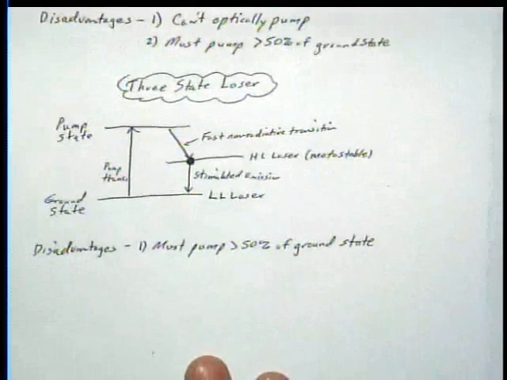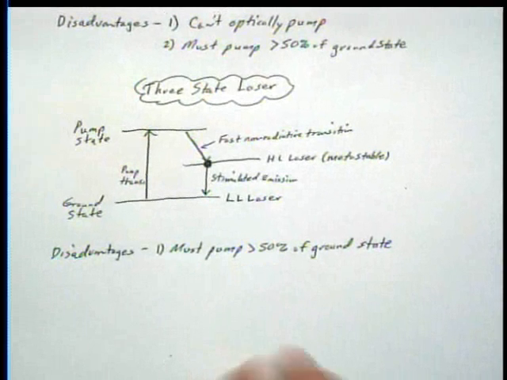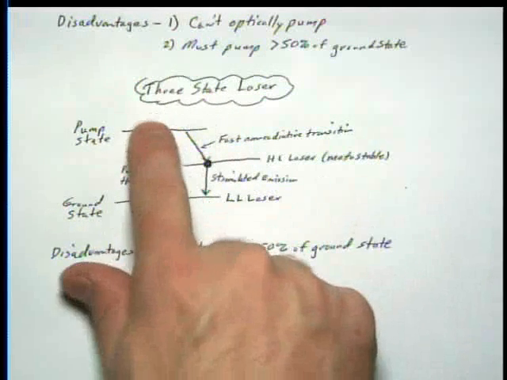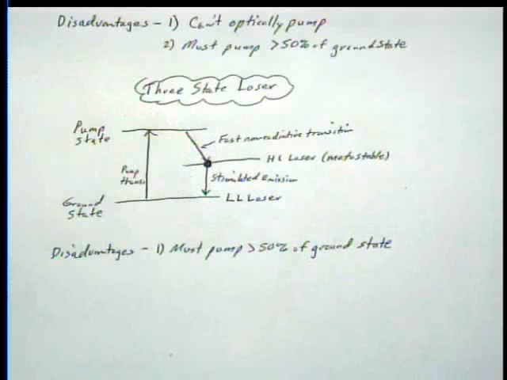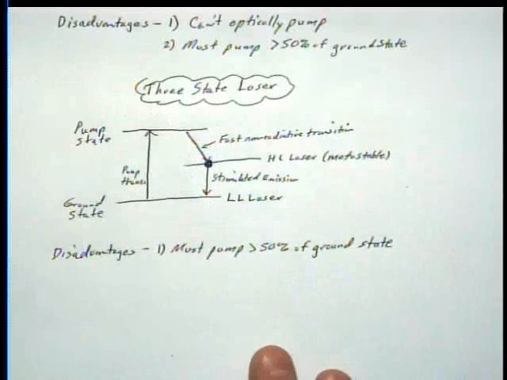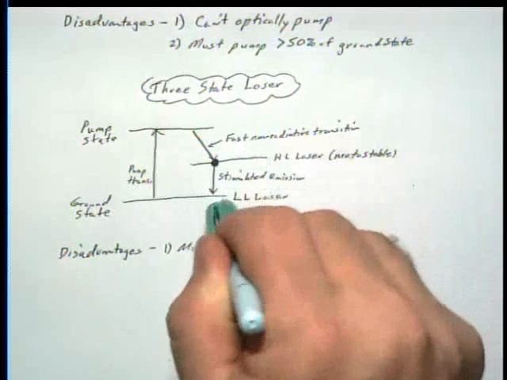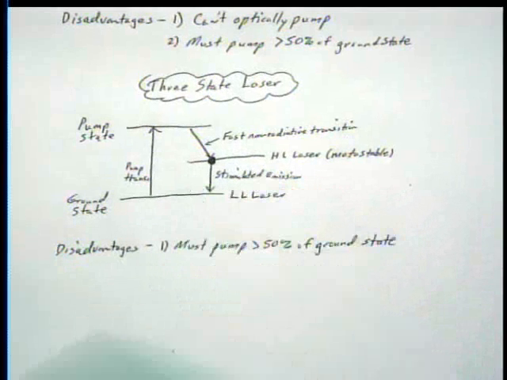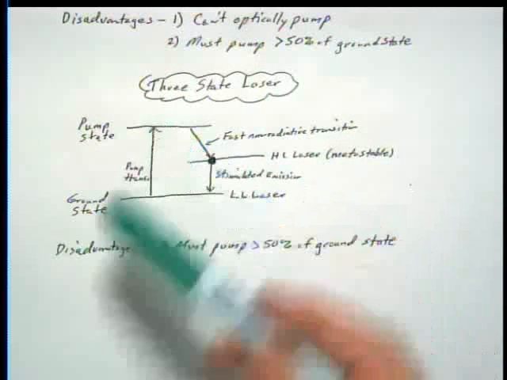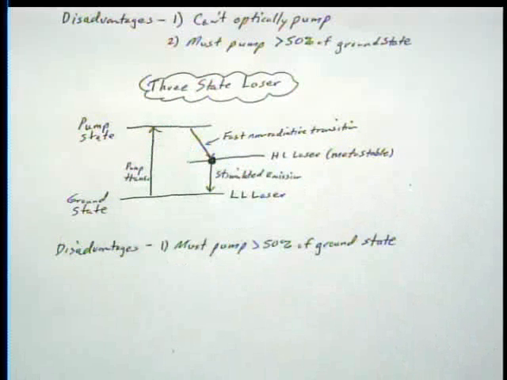So again, all the same things. The difference now is the high-level laser is not also the pump state. So now you can optically pump it, but the downside is you still got to pump more guys here than in the ground state. So you still got to get this like 50% type stuff. But because you can optically pump it, it might be possible to do that. And it is. The helium-neon lasers and them that are very low powered, your pointers that you have, that's what they most likely are. They're three-state lasers. They're low power lasers.